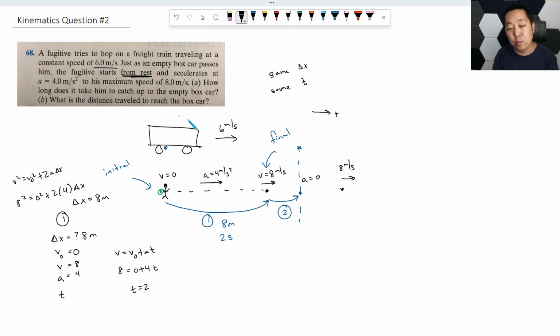If this number were smaller, if this number were like 6 meters, that means in these 2 seconds we would have passed the cart. So we haven't passed the cart yet. So now we have to continue on. So now we've got to talk about the second motion.